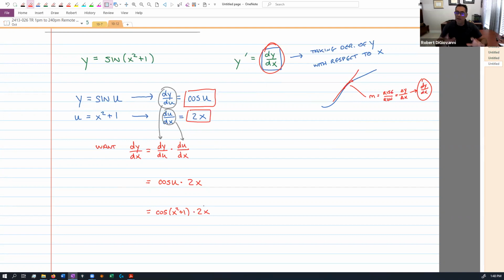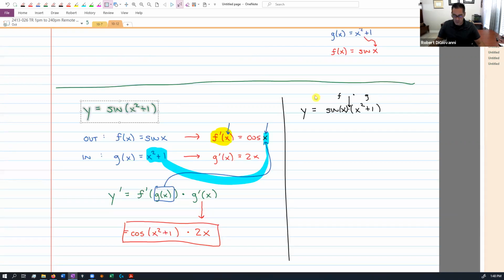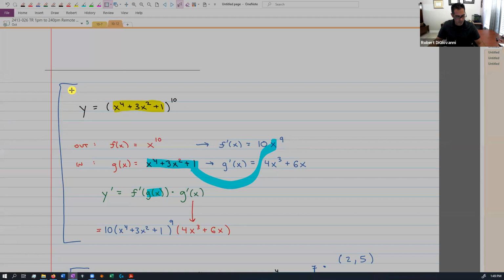Now, if this confused you, let me do a few more, okay? You've got to see a couple of these to start to catch on. So let me do the next one we had, which was this one.